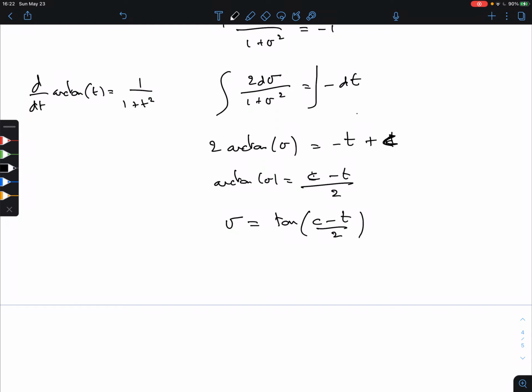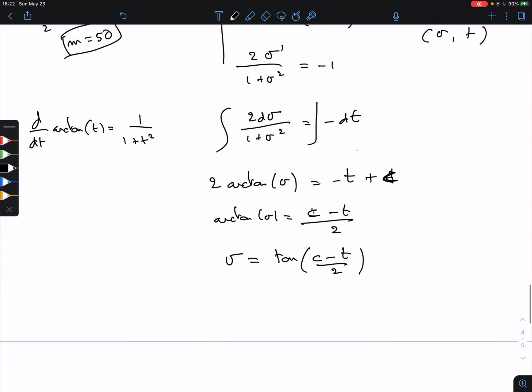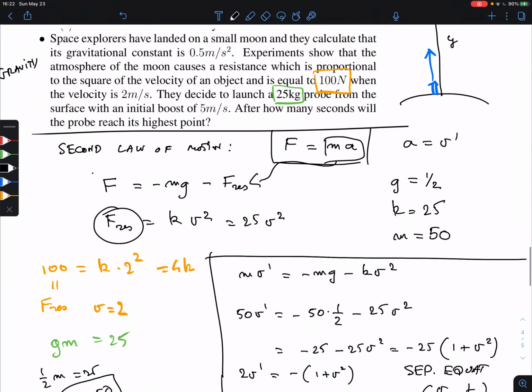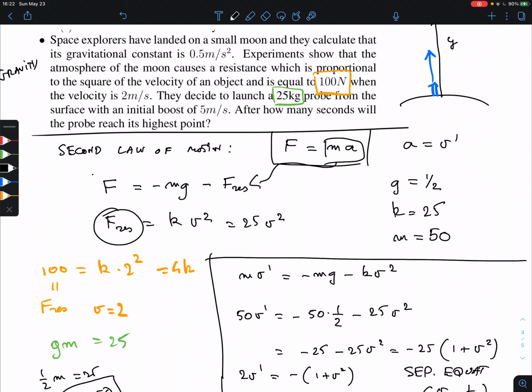So what is c? Can we determine c? That's the question. Well, we haven't used the initial condition yet. What was the initial condition? Is that at time, sorry, give me 1 sec here, guys. I want to double check here.